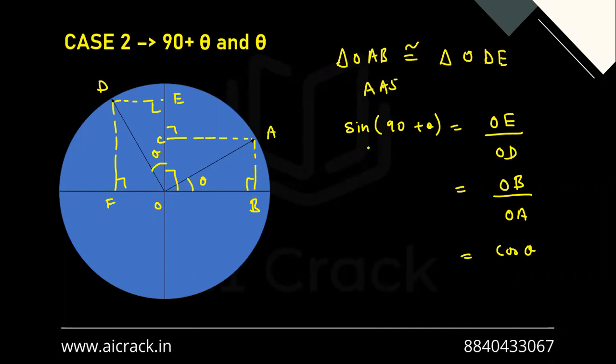So again, we get a similar kind of result as earlier. In that case, sine of 90 minus theta was equal to cos theta. Here as well, sine of 90 plus theta equals cos theta. Now let's look at the second derivation of cos 90 plus theta. That is more interesting.